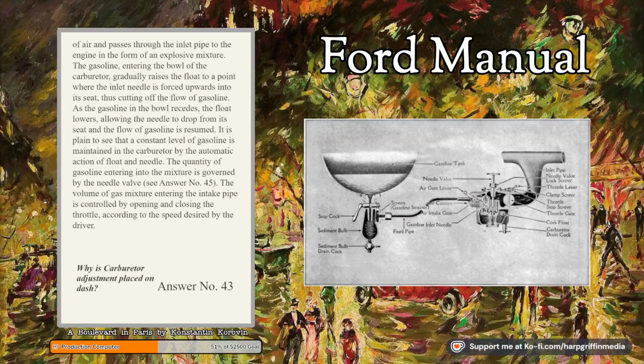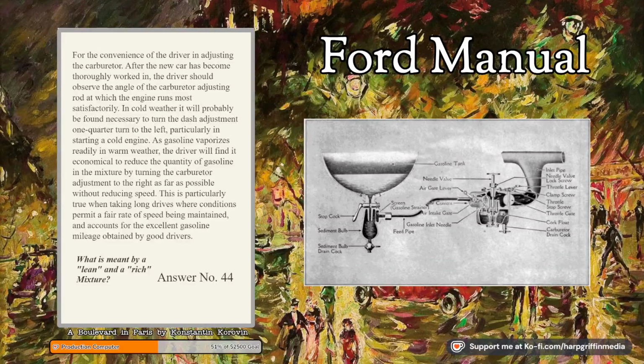Answer number 43. Why is carburetor adjustment placed on dash? For the convenience of the driver in adjusting the carburetor. After the new car has become thoroughly worked in, the driver should observe the angle of the carburetor adjusting rod at which the engine runs most satisfactorily. In cold weather, it will probably be found necessary to turn the dash adjustment 1/4 turn to the left, particularly in starting a cold engine.